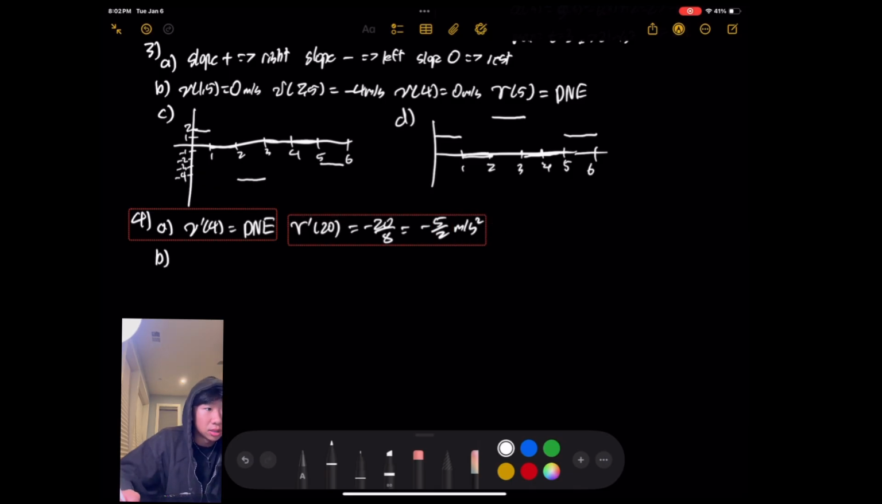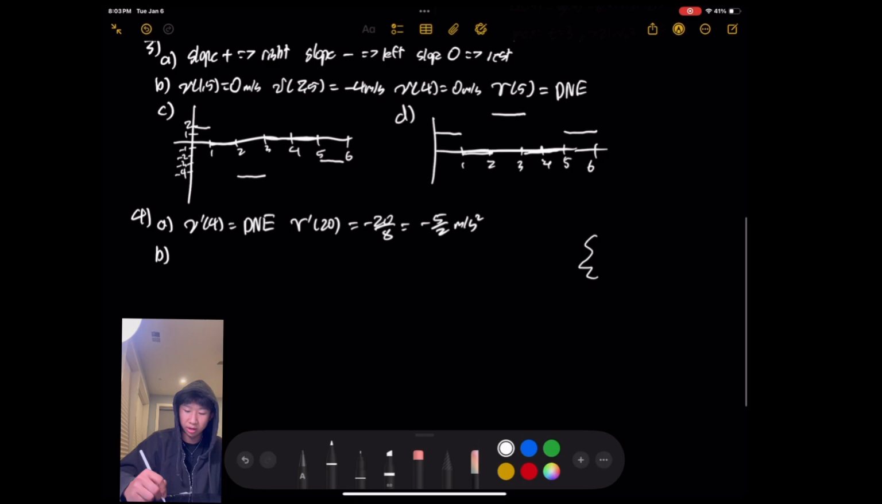B. Let A of t be the car's acceleration at time t. So acceleration is just the derivative, or v prime. Write a piecewise defined function. Interesting thing here. Why is it a piecewise function? If you don't know what a piecewise function is, it is basically the thing with brackets where from this interval, this is what the function is going to be, and from this interval, this is what the function is going to be.